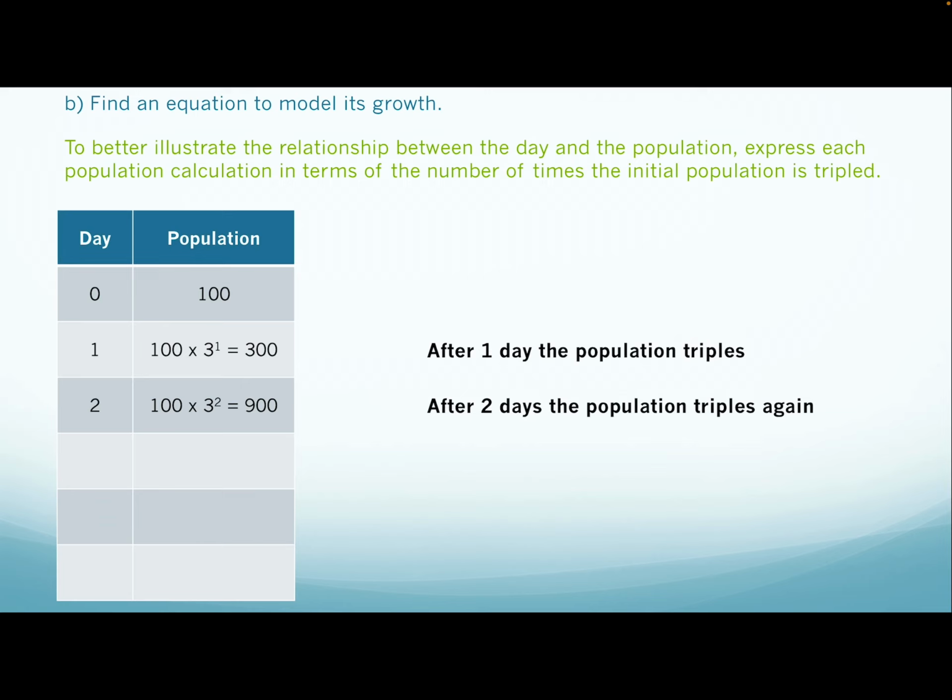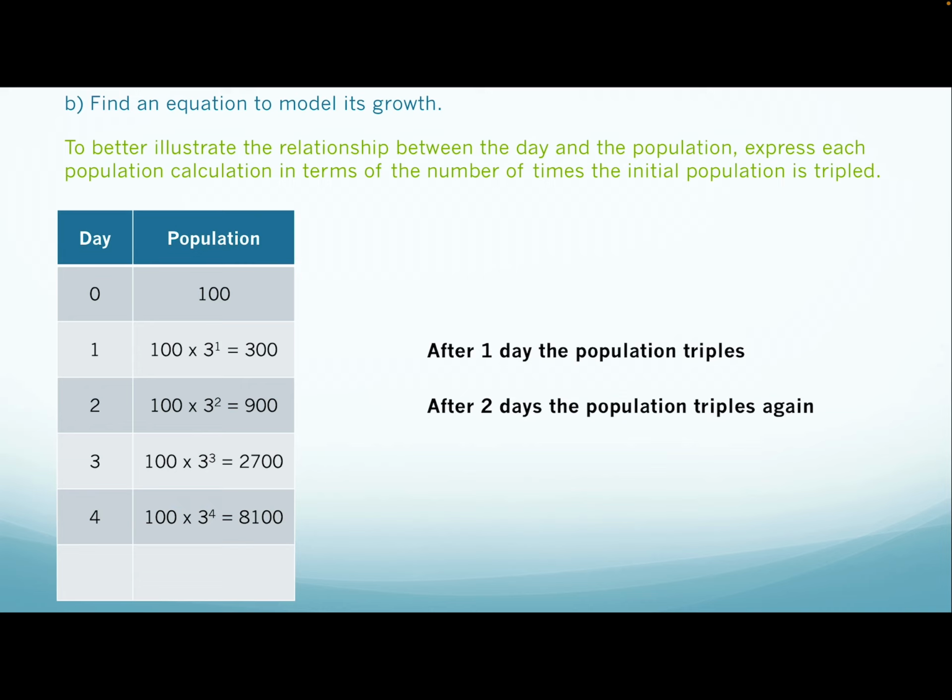If we're going to be multiplying by 3 again to get the next term, we would have 100 times 3 to the exponent 3, giving us 2,700. You guys get the idea. On day 4, we'd have 100 times 3 to the exponent 4. This is because we would have had to multiply by 3 4 times. So we write that power as 3 to the exponent 4.